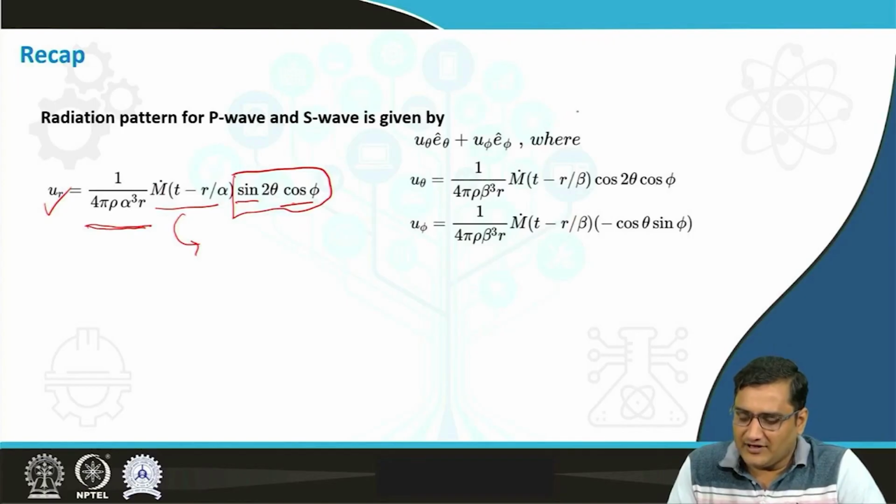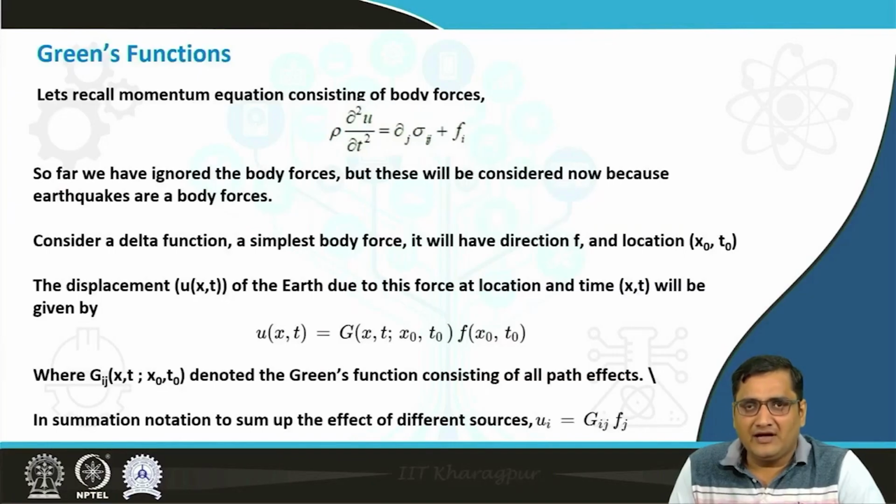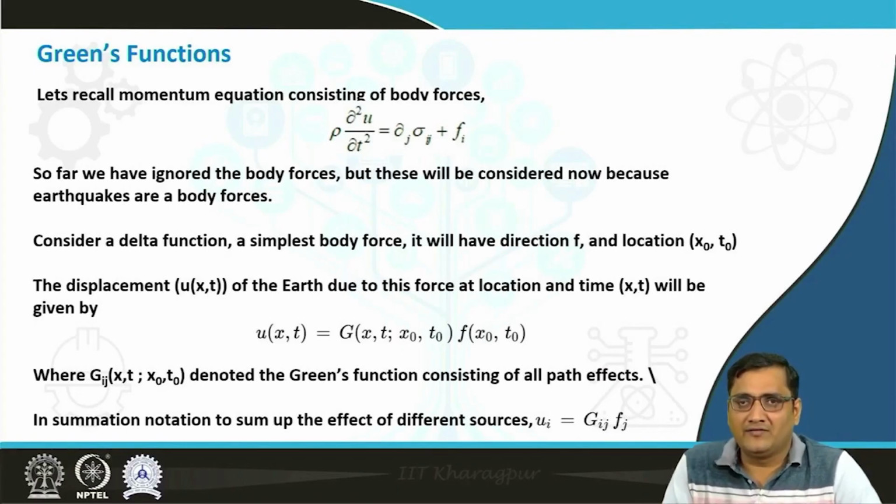Similarly, for the S wave, the displacement term depends upon theta and phi in spherical coordinates. For u theta it can be denoted by this expression, and for phi by this expression, where beta is the shear wave velocity and this is the seismic moment rate function, and this represents the radiation pattern of the S wave. If we start with today's lecture, let's start with the Green's function, which is basically the path effect in case of an earthquake.